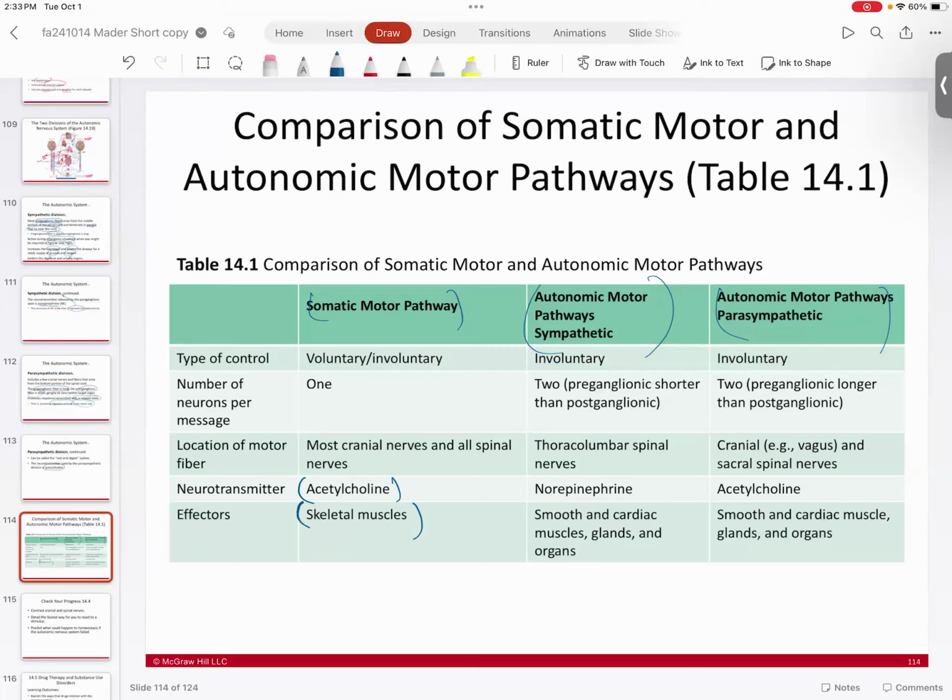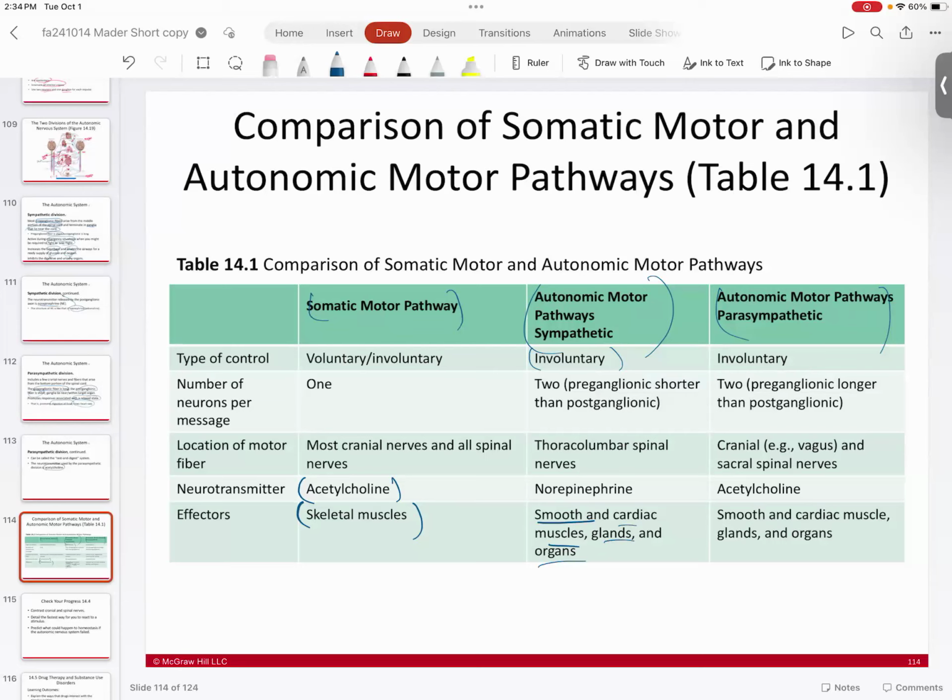In terms of the autonomic motor system, the sympathetic is associated with involuntary movement or type of control. You have essentially two neurons, the preganglionic, shorter, and the postganglionic, which is longer. Two types of nerves involved in there. And then you typically will have the motor fiber, which is generally from the spinal nerves. The neurotransmitter involved here is norepinephrine, and usually you're going to target involuntary, smooth, cardiac muscles, glands, things like that.